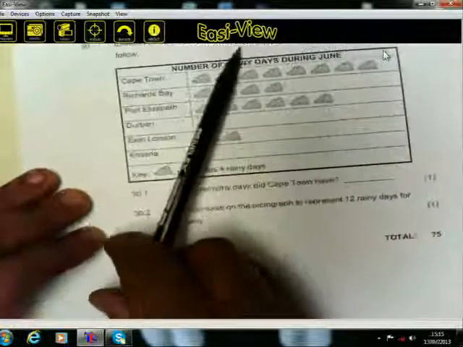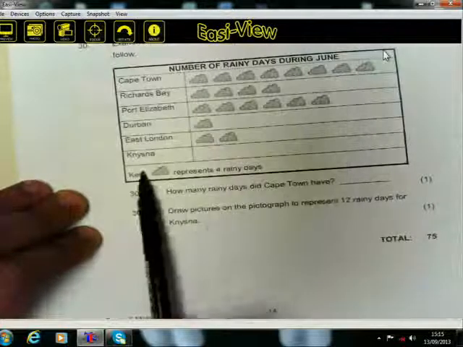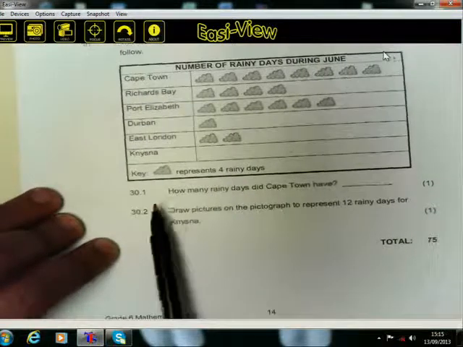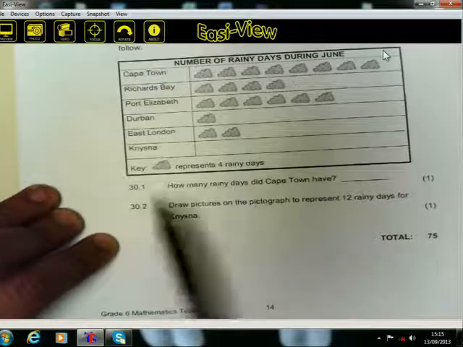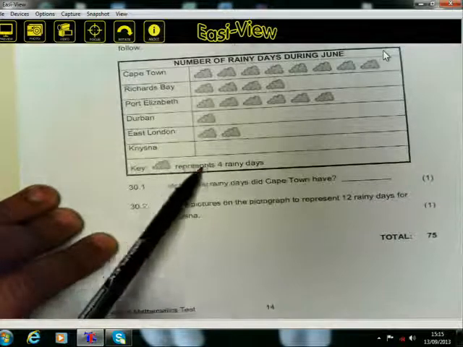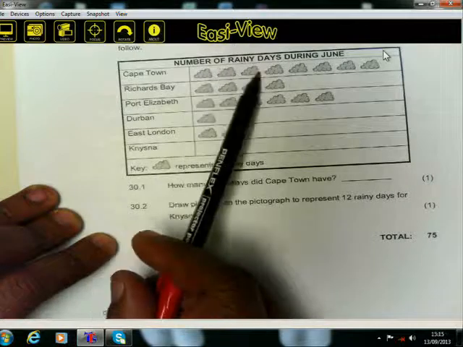Examine the pictograph below and then answer the questions that follow. You see there it is given, the key is given here. They say it represents 4 rainy days. Now, look at the question. 30.1, how many rainy days did Cape Town have? Let's go to Cape Town. Remember this indicates 4. 4, 8, 12, 16, 20, 24, 28, 32. You go there, the answer is 32.